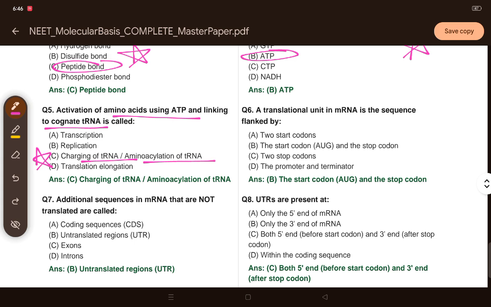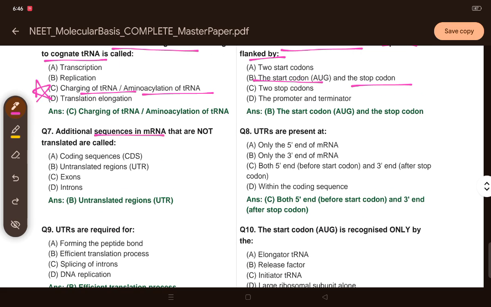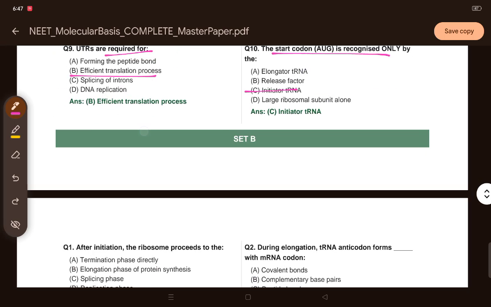A translation unit in mRNA is the sequence flanked by the start codon and the stop codon. Additional sequences in mRNA that are not translated are called untranslated regions, UTR. UTRs are present at both the 5' end before the start codon and the 3' end. UTRs are required for efficient translation process. The start codon is recognized only by the initiator tRNA.